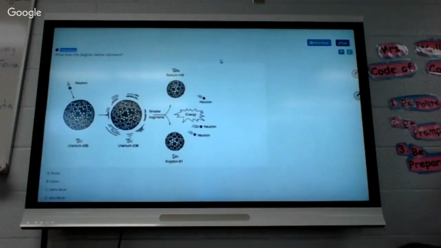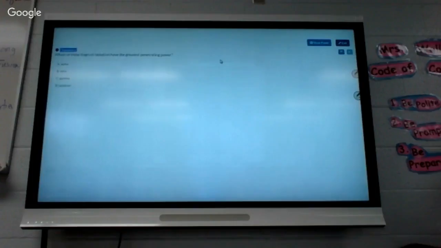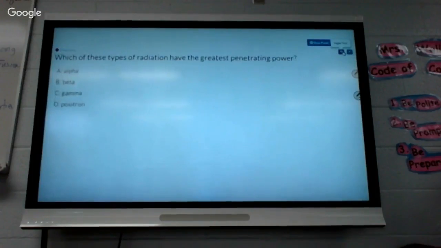All right, hold on, I can make it bigger. All right, which types of radiation have the greatest penetrating power? Alpha, beta, gamma, or positron? Which one has the greatest type of penetrating power?